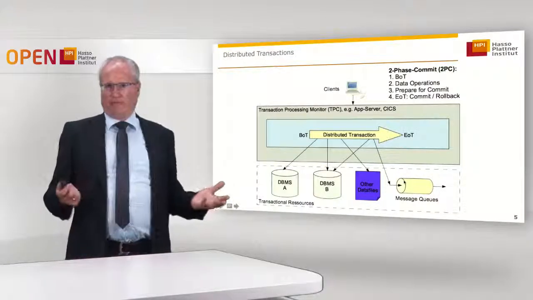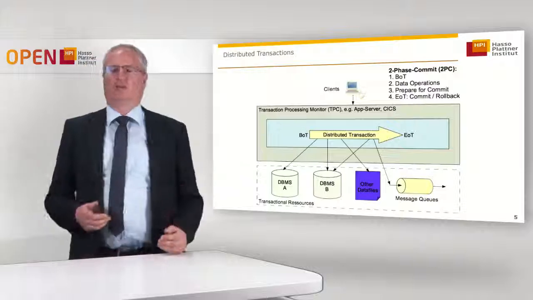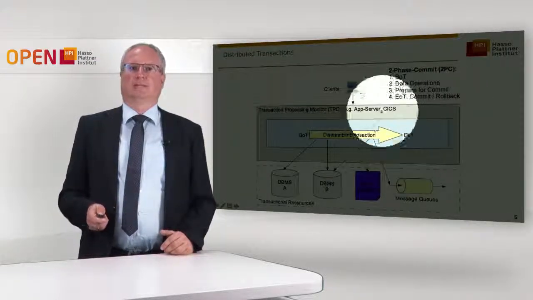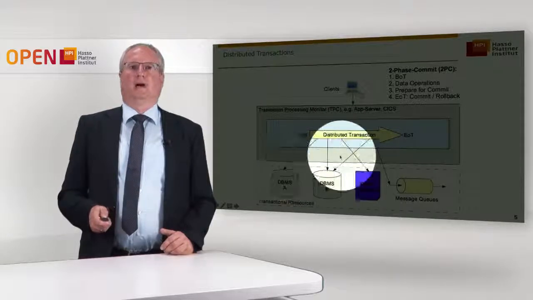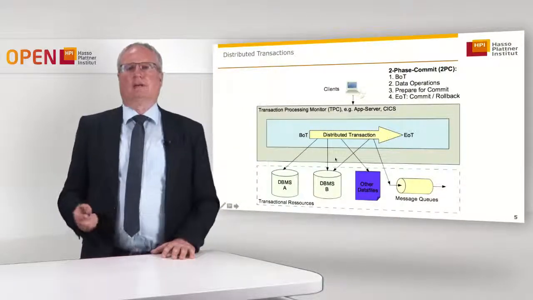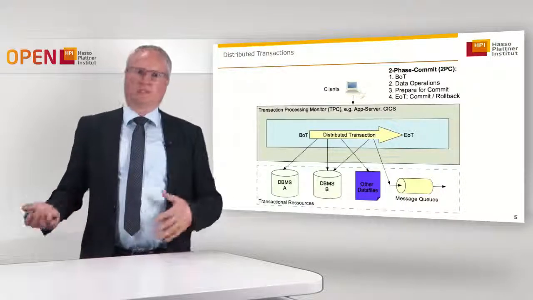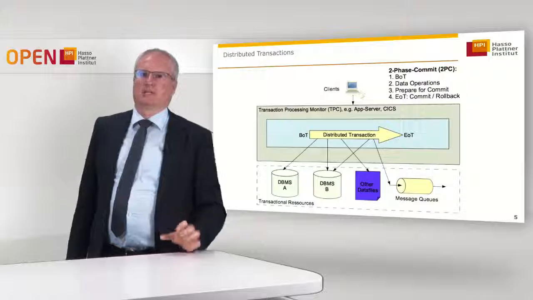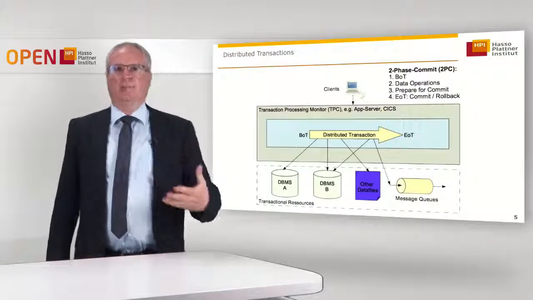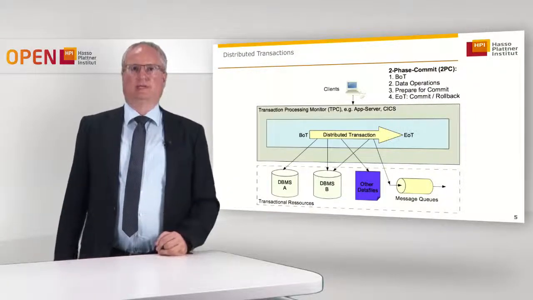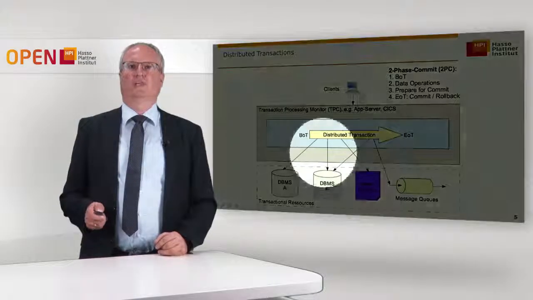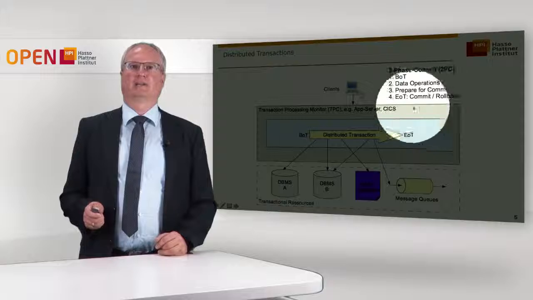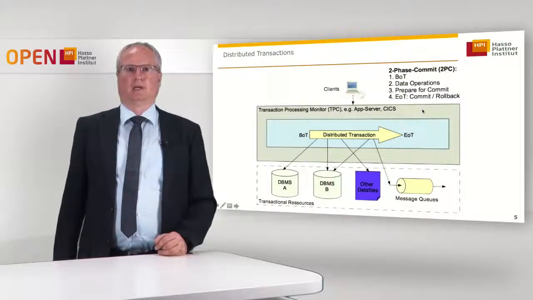And if all of the parties signal, okay, I'm ready to commit, then the actual final commit is sent simultaneously to all of them. If one of the parties says, no, I'm not able to commit, then a rollback is sent to all of them and the transaction is completely rolled back. So that is the functionality that the transaction processing monitor actually implements to support distributed transactions. And this mechanism is called the two-phase commit protocol. Two-phase commit because we have first the prepare phase and then the actual commit phase.